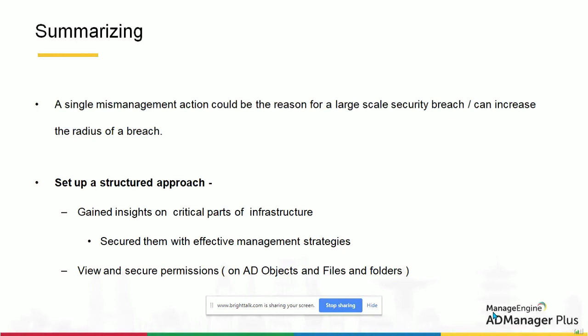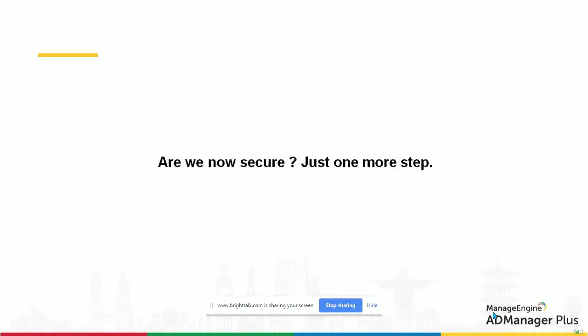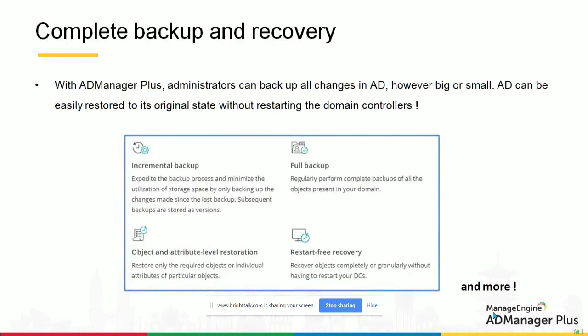Post which, we also secured our permissions on our Active Directory objects and our files and folders, using the ready-made reports that we have, security and NTFS reports, and by using the management tab. And also by setting time-based access. Are we done yet? Just one more step, right? It's always important to have a backup and a recovery plan in place.